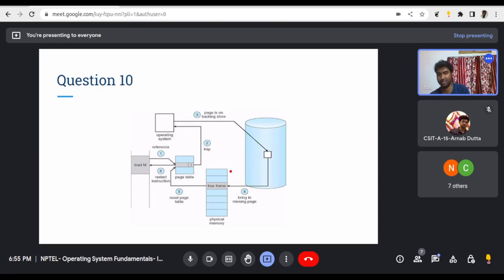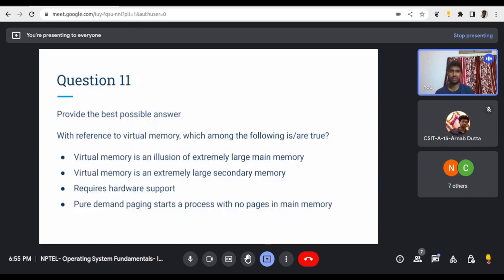Okay, let's get to the next question. With reference to virtual memory, which among the following are true? A: Virtual memory is an illusion of an extremely large main memory. B: Virtual memory is an extremely large secondary memory. C: It requires hardware support. D: Pure demand paging starts a process with no pages in the main memory. Sorry, I said strict demand paging, it is pure demand paging. Anyone would like to contribute? Which among the following is or are true? There may be multiple correct statements also.